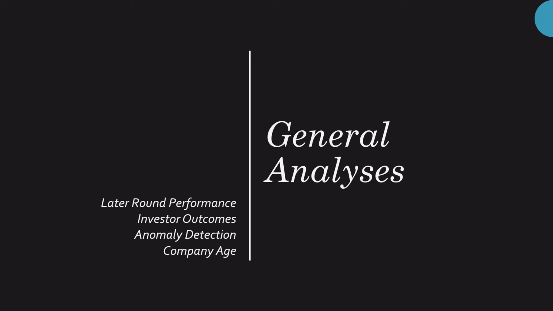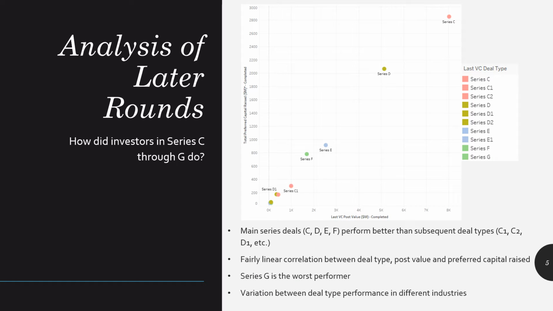For this section, we'll be looking at the general analyses and their goals. That includes later round performance, investor outcomes, anomaly detection, and company age. First, we analyzed the later rounds. According to this chart, Series C and D investments do very well, and this can be seen even when compared to earlier deal types. This chart compares the total preferred capital raised in millions of dollars and the last VC post value raised in millions of dollars between deal types.